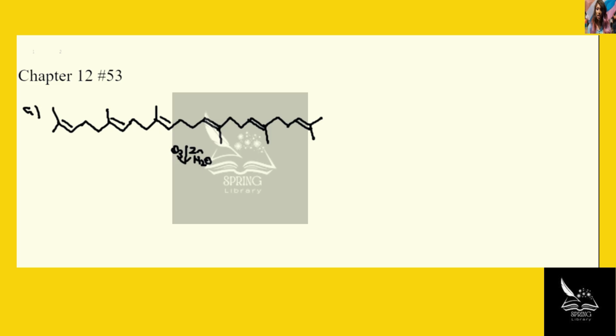This is the answer to Chapter 12, problem number 53 from the Smith Organic Chemistry textbook. This problem asks us to consider these three natural product molecules and to determine what would happen if we treat each of them with osmium tetroxide, with ozone followed by zinc and then water.